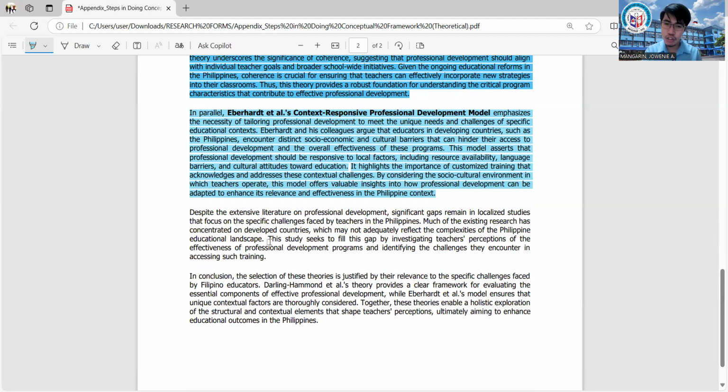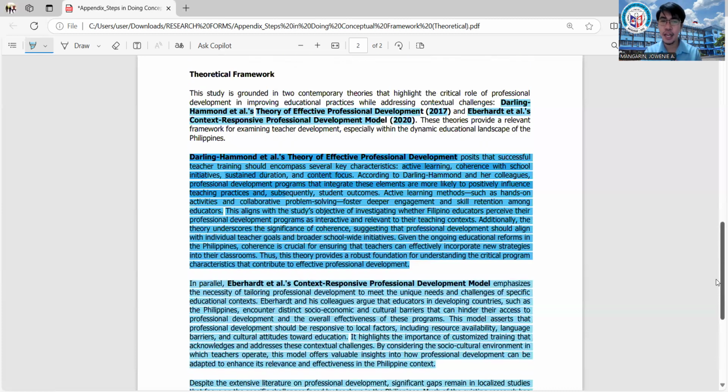What is the limitation of this theory or what limitation these theories have that the researchers can possibly address on the present study. So ito yung kanilang presentation of the gap. Then last one, the last paragraph is the justification. Bakit nila pinili yung theory na iyon or yung theory na ito? Okay po, so this is how we compose our theoretical framework.